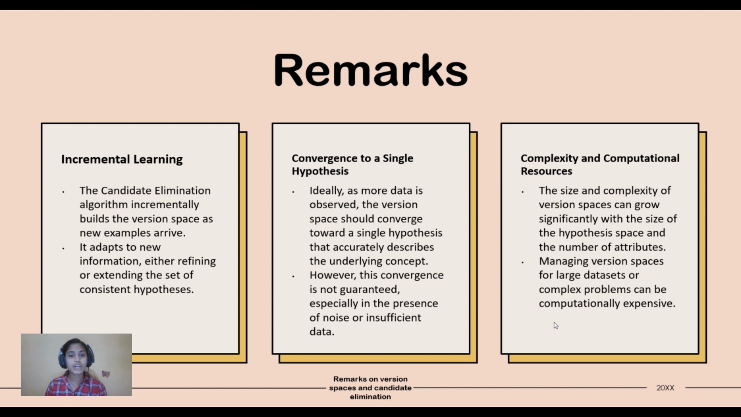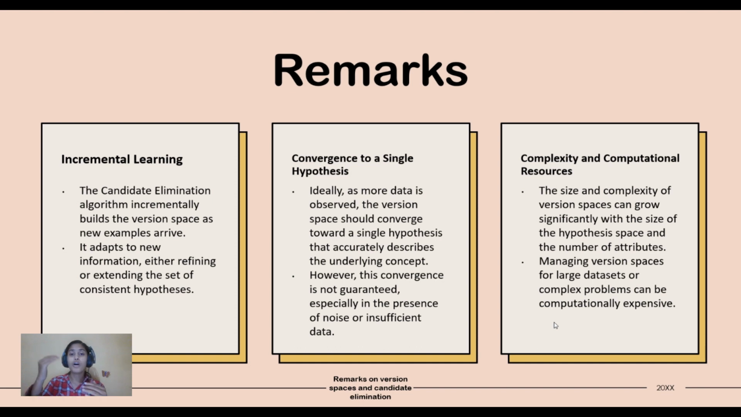Next one is convergence to a single hypothesis. Ideally, as more data is observed, the version space should converge towards a single hypothesis that actually describes the underlying concept. However, this convergence is not guaranteed, especially in the presence of noise or insufficient data. So here what we want is to converge the hypotheses, but sometimes it is not possible because of noisy data or incomplete data.